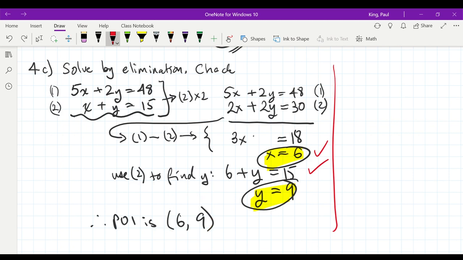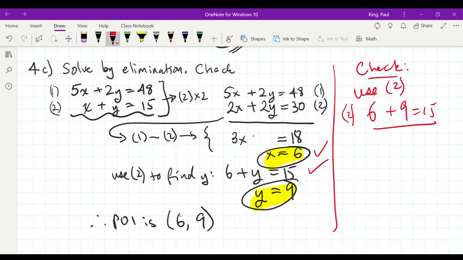For this question, it's very easy to check for the answer. So we use equation 2. We can use both equations, of course, but we can see easily that 6 plus 9 is 15 because we're adding x plus y. So this is equation 2.